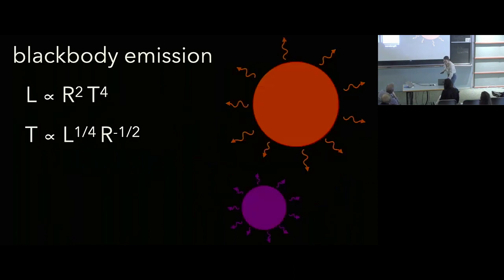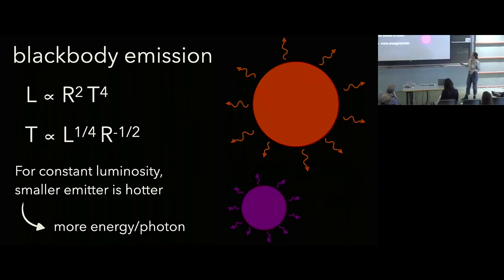And so black body emission is pretty simple to write down the equations for theoretically. The luminosity is just dependent on the temperature and the radius, or equivalently, the temperature is dependent on the luminosity and the radius. And so for a constant luminosity, the smaller emitter is hotter, and that's what I'm trying to show with the blue, more UV-like bands here. And that's just because there's more energy per photon.